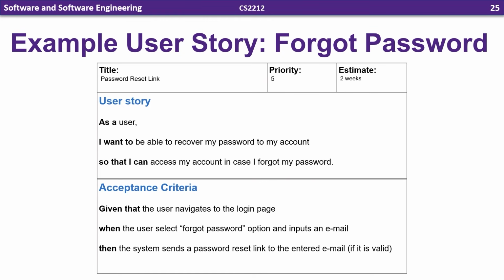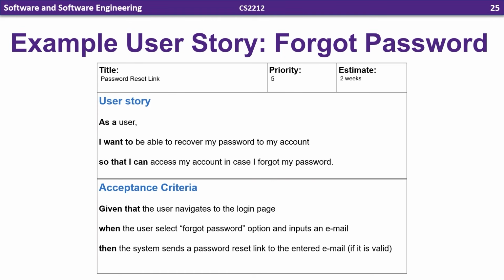And the acceptance criteria in this case might be: given that the user navigates to the login page, when the user selects the forgot password option and inputs an email, then the system sends a password reset link to the entered email if it is valid. You also could have multiple acceptance criteria attached to a user story. So you might also want one that says what happens when they actually click the link in that email.